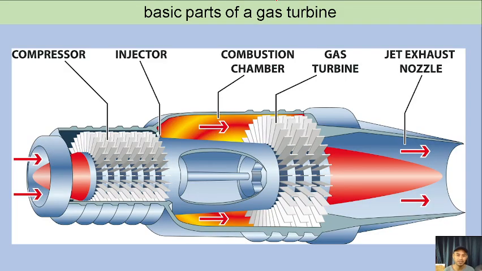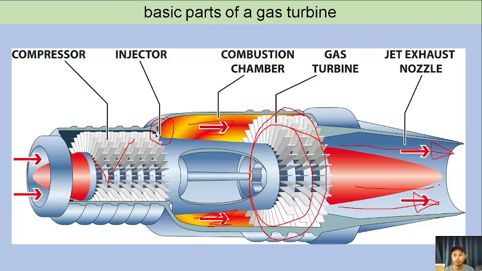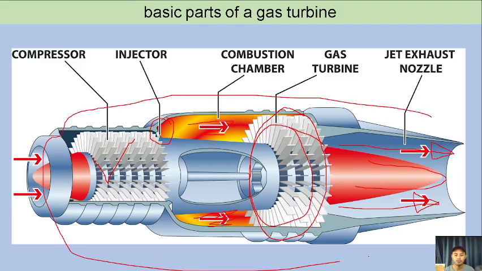Okay, so what are the basic parts of a gas turbine? We have here the compressor. This is the compressor in which air is compressed. We have the injector in which fuel is injected. We have the combustion chamber in here. Usually gas turbines are also used on airplanes and jets. And then after the combustion chamber, we have the turbine. This is the turbine, and this is where the exhaust exits. So you can put a nozzle here if you will be using this for jet propulsion.